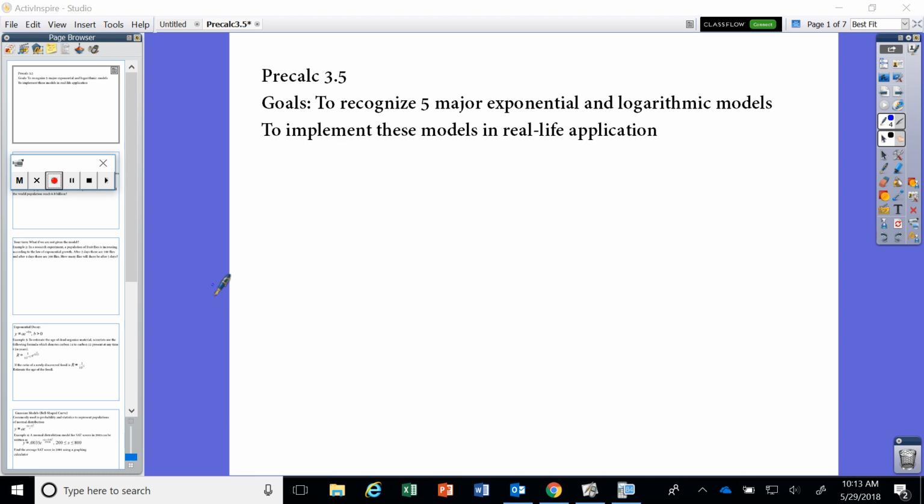All right, ladies and gentlemen, as we close up chapter 3, we are going to start looking into some real life application of our exponential and logarithmic models. So, the goals of this video are to recognize what the 5 major exponential and logarithmic models are and to implement these models in real life application. Now, we are not going to go over an example of every single one of them, but we are at least going to identify them and be able to see how to recognize them in a problem specifically.